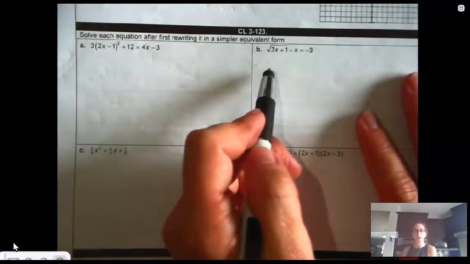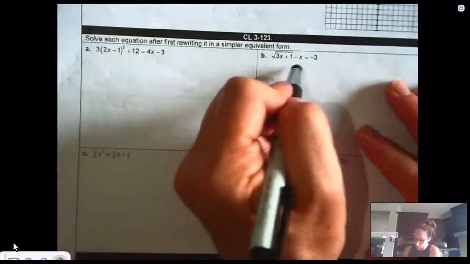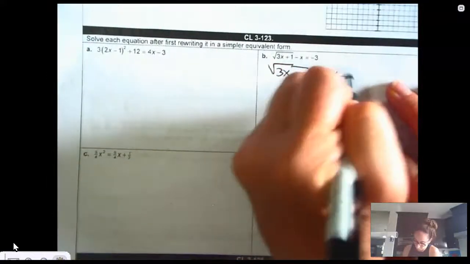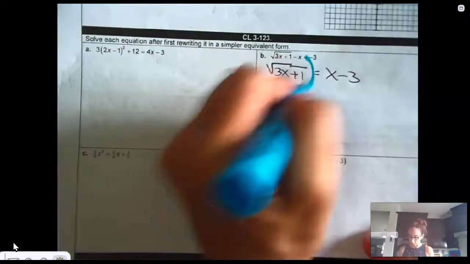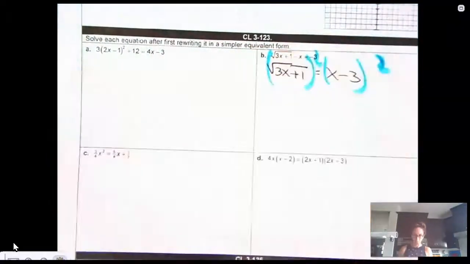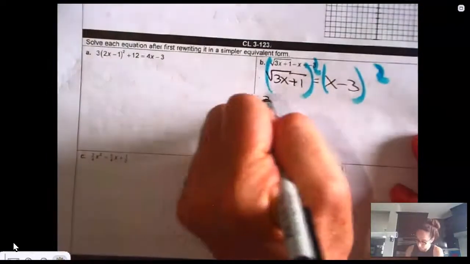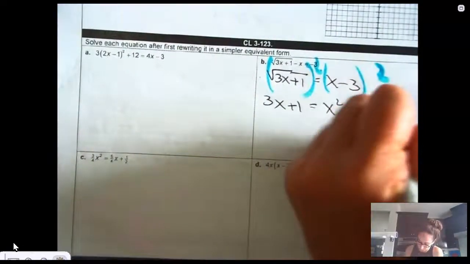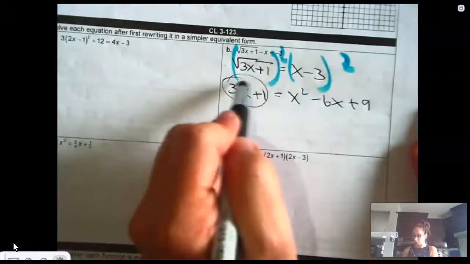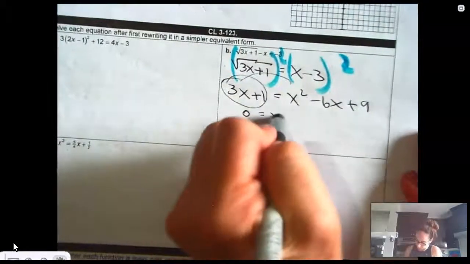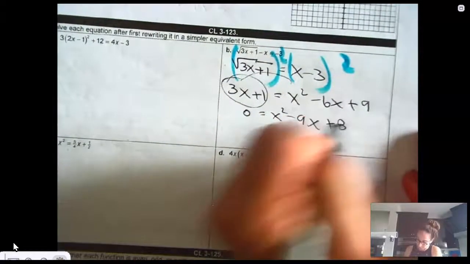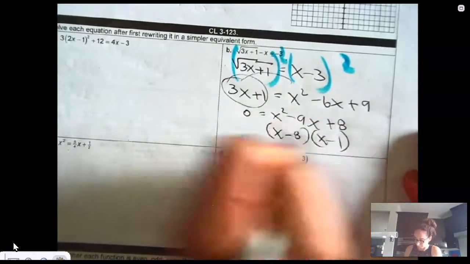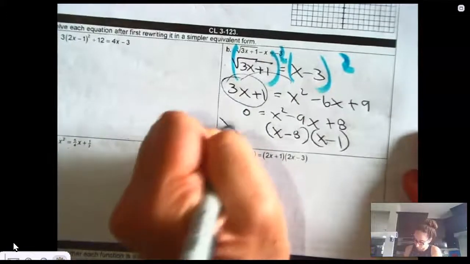I'll solve this one, okay? Because it's similar to the other page. First thing I would do is I would move the x over. Then I would square both sides. This is the one that was on your quiz a while back. Box it out. Move this over, set it equal to 0. Find the two numbers. Oops.